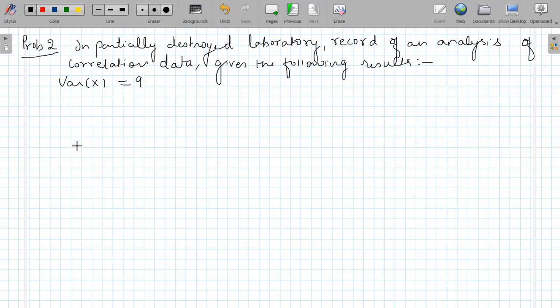Regression equations. We are given regression equations. It is not given which is regression equation of x on y and which is y on x. We are just given these two equations. This and 40x minus 18y equals 214.